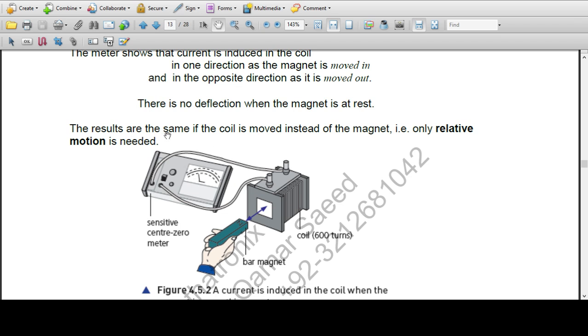The results are the same if the coil is moved instead of the magnet. Only a relative motion is needed. A relative motion between the bar and the coil is needed. Either the bar is moved inside the coil, or the coil is moved toward the bar. This deflection will show.